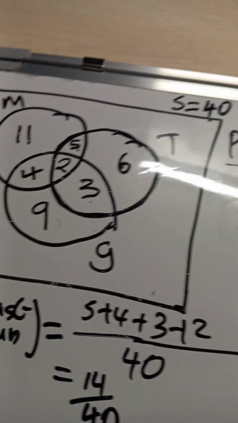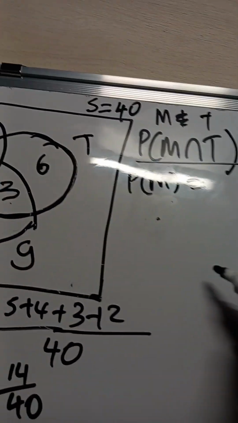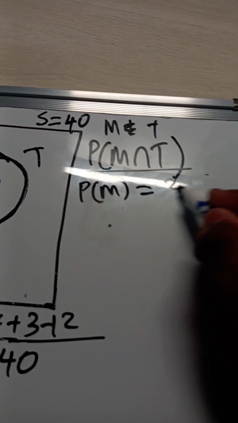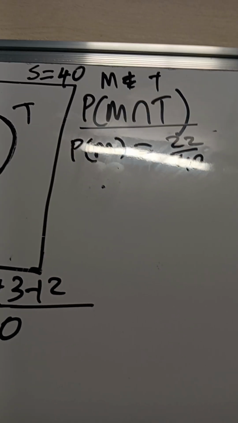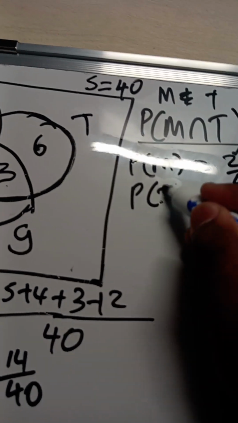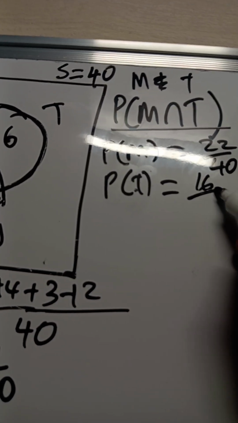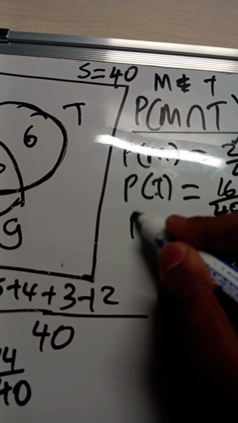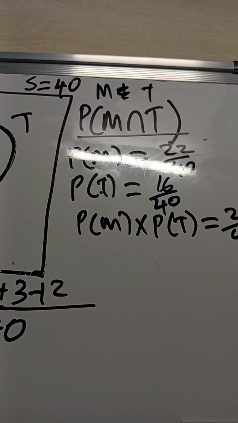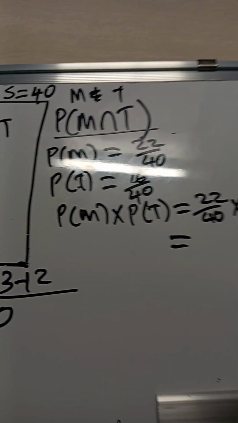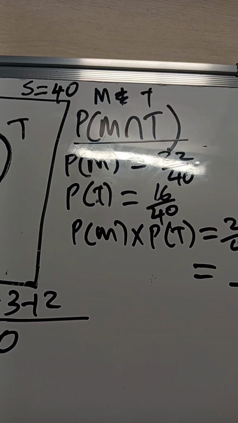Before going there, let's make sure we start by calculating the probabilities. Probability of M, what is it equal to? Probability of M is equal to 22 over 40, because remember they told us the total number of learners that sit for maths is 22. Then the probability of tourism is equal to 16 over 40, because 16 students sit for tourism. So the probability of M times the probability of T is 22 over 40 times 16 over 40. Then you just calculate the answer.